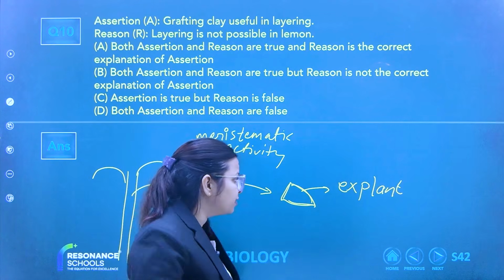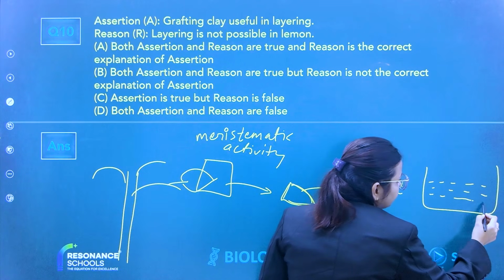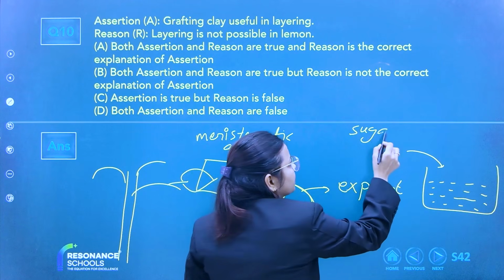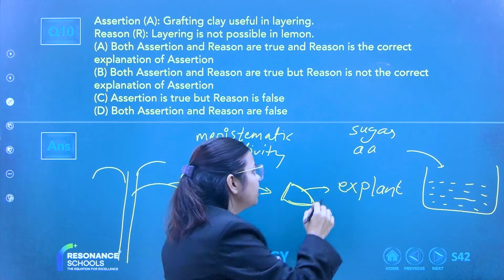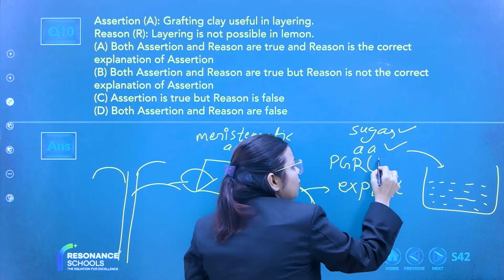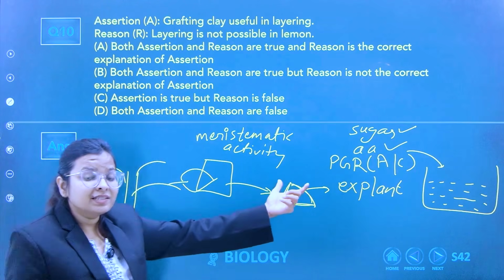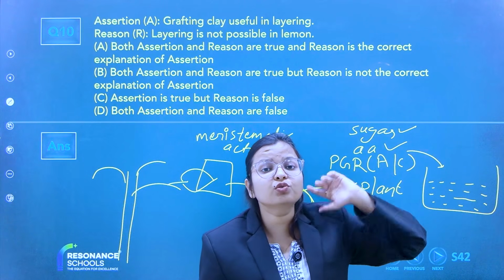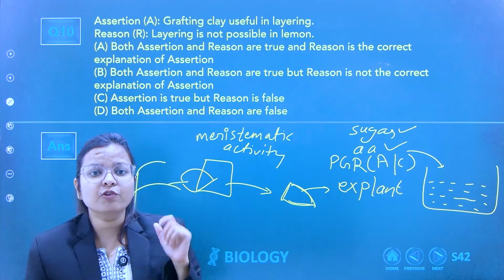Because this explant has meristematic activity, when you put this part into the culture medium, what is inside it? Sugar, amino acid, and your plant growth regulators, which are auxin and cytokinin. Amino acid means protein, I am writing in short. I told you about the auxin and cytokinin ratio. If auxin is more, root formation happens first. If cytokinin is more, shoot formation happens first. If both are balanced, there will be plantlet formation.